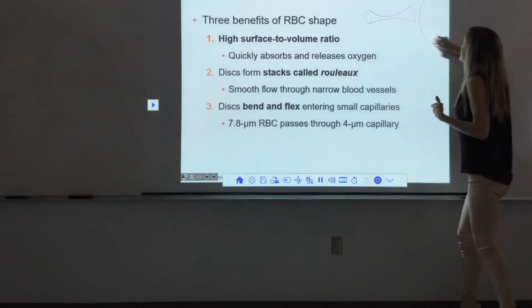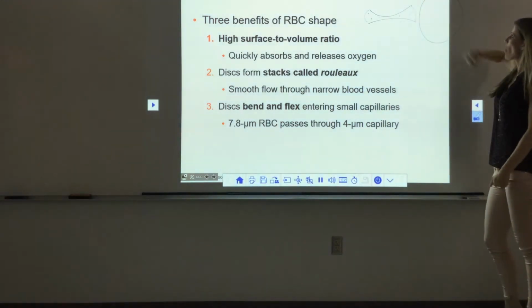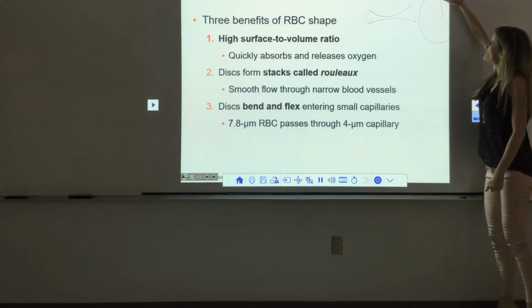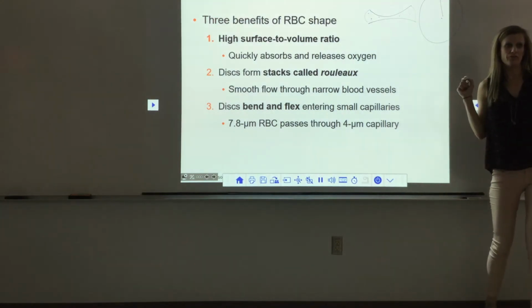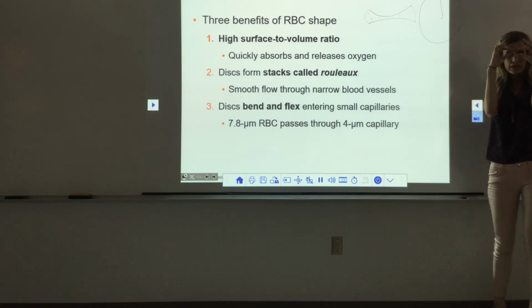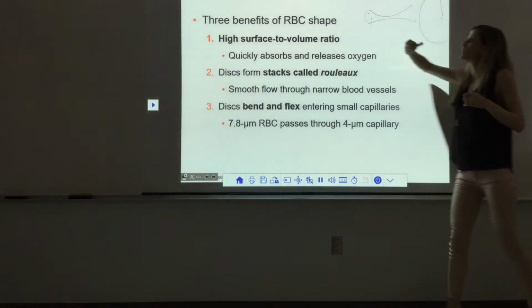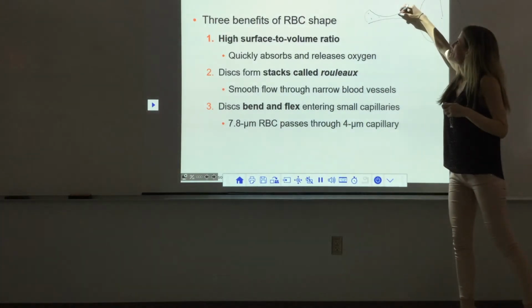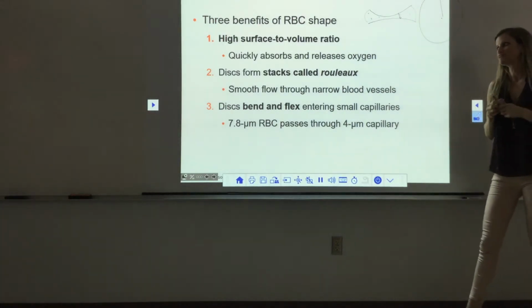If this was a cell that looked like that instead, it's a lot further to diffuse out of the cell, right? So the fact that we have a huge surface area with really little space in between, or a high surface to volume ratio, means that it's pretty easy to diffuse in and out.